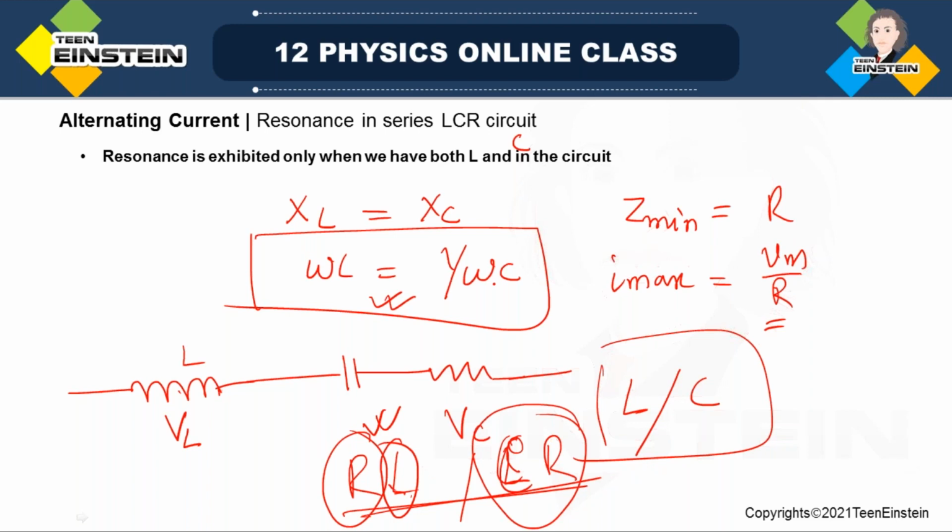So in an electrical circuit, this is a very important corollary: if you want to have the resonance phenomenon, you must use L and C, inductor and capacitor, together in the circuit, such that the voltage across the inductor will be cancelled by the voltage across the capacitor. So this is one corollary you should remember.